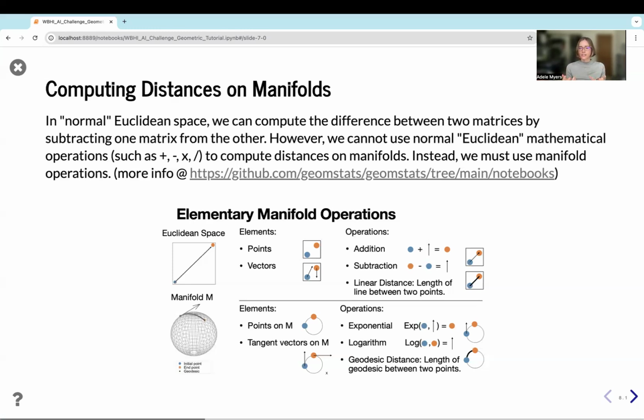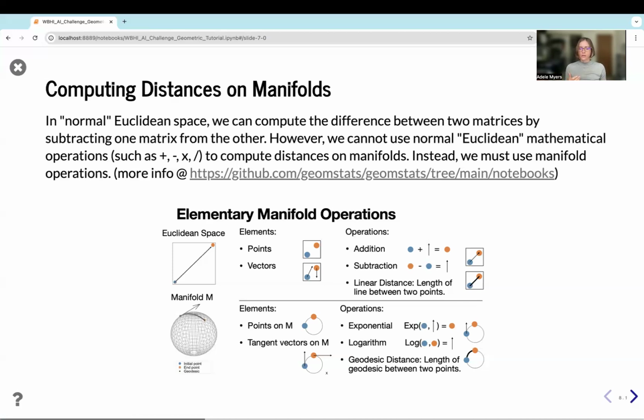Linear distance quantifies the length of the line between 2 points. The line realizes the shortest distance between 2 points in Euclidean space. Manifold operations are similar, but as you'll see in a second, they're a little bit different.